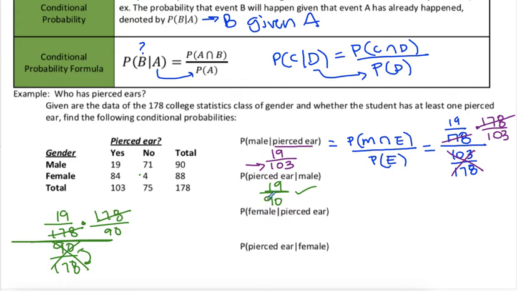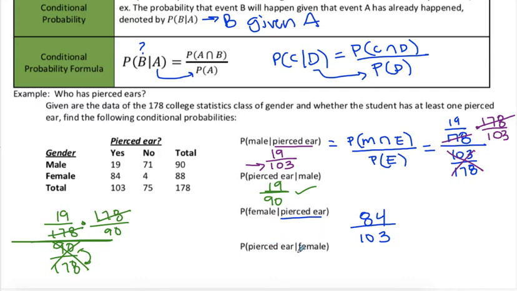On the third part, we're switching gears and asking, what's the probability I would choose somebody that's female given they have a pierced ear? So we're looking at pierced ear only, and my denominator is going to be the pierced ear total, 103. What's the probability of those people that have a pierced ear that they're female? 84 out of 103.